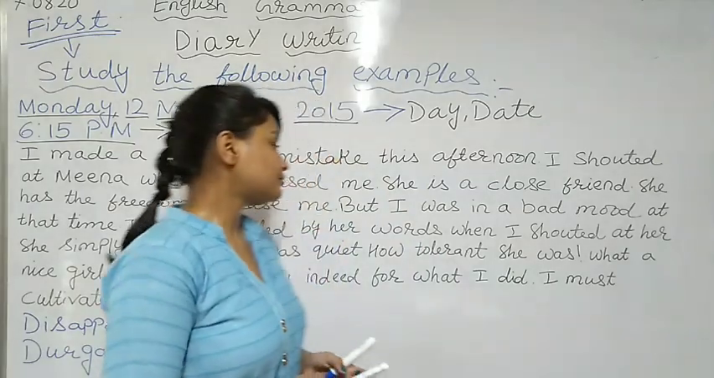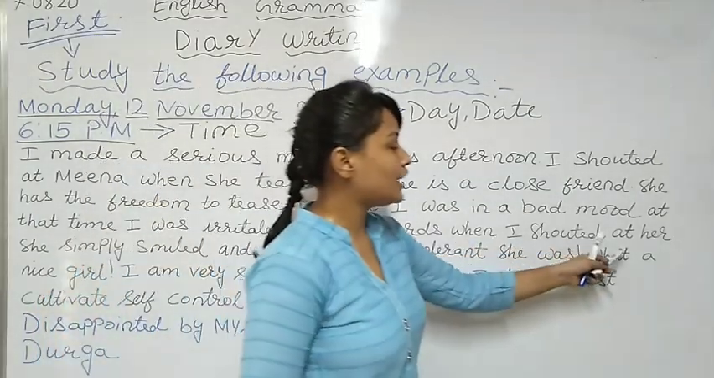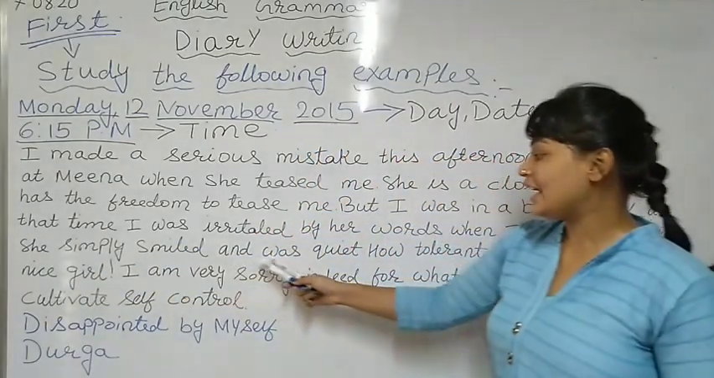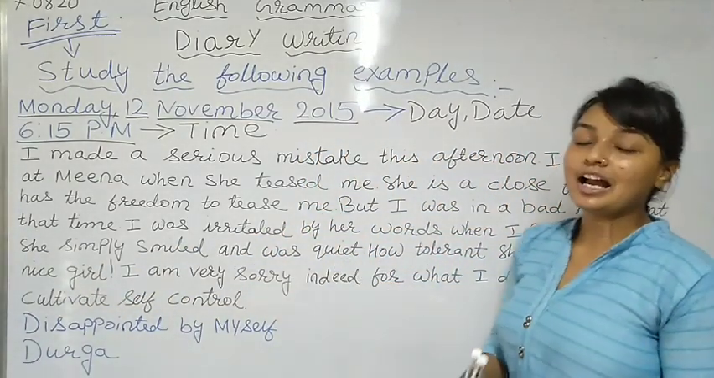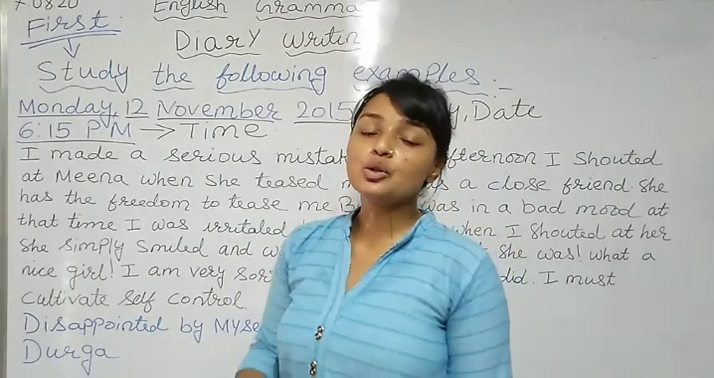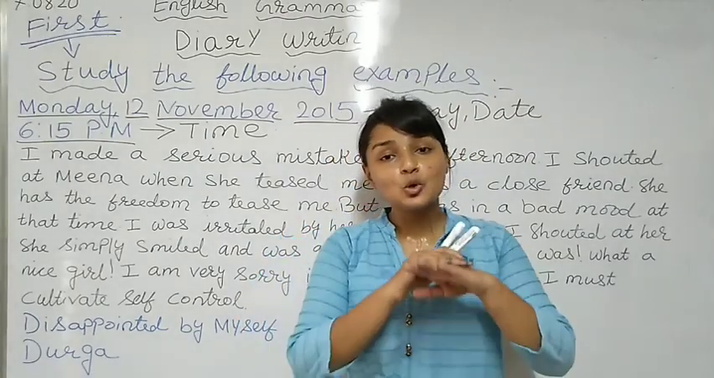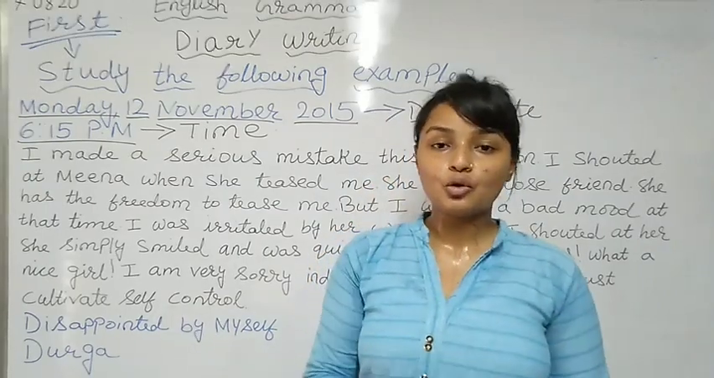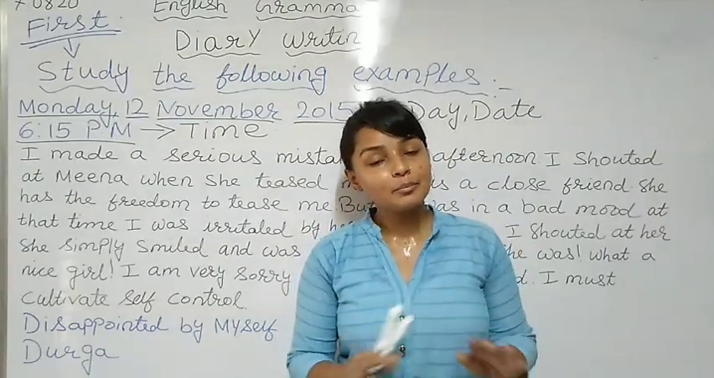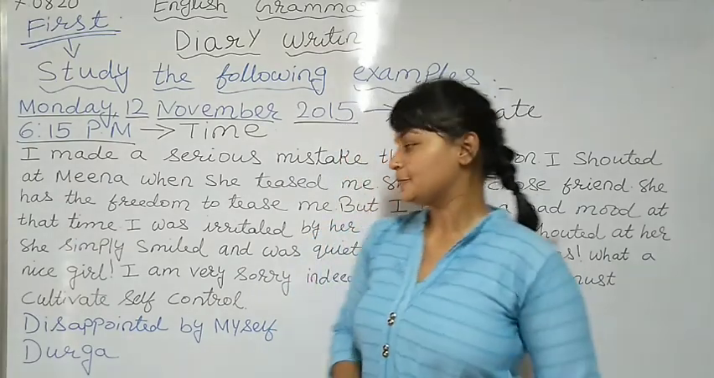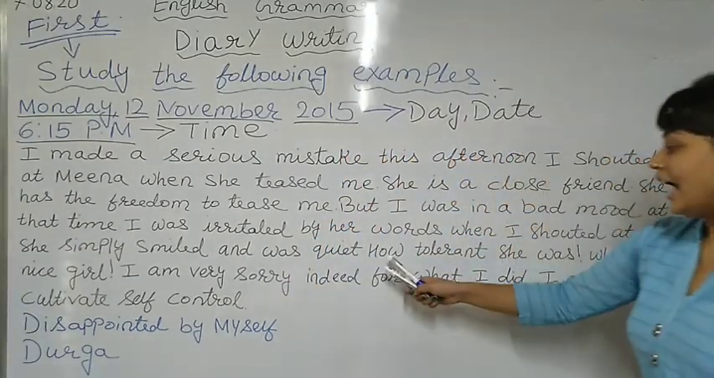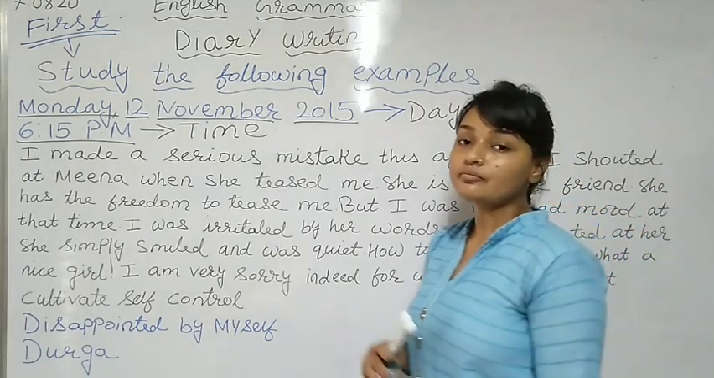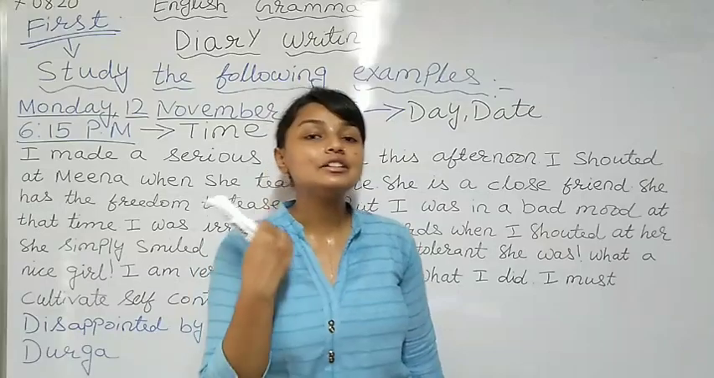Remember that? When I shouted at her, she simply smiled and was quiet. Means when I shouted at her, she was simply smiling and she was quiet. मतलब वो जब उसके ऊपर चिल्ला रही थी तो वो उसकी जो क्लोज फ्रेंड थी, she was simply quiet and she was smiling. How tolerant she was! What a nice girl! Means how good or how nice a girl she was.